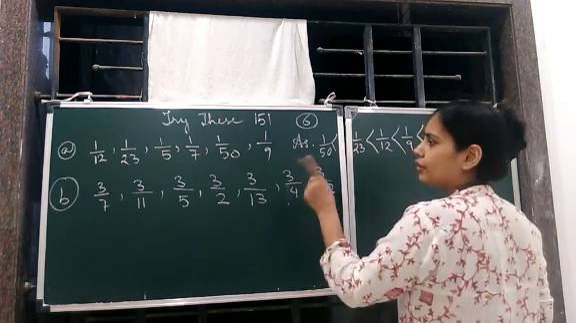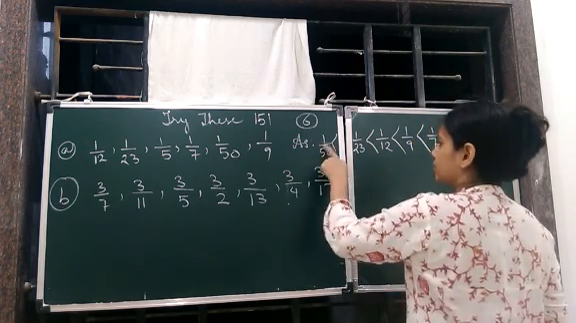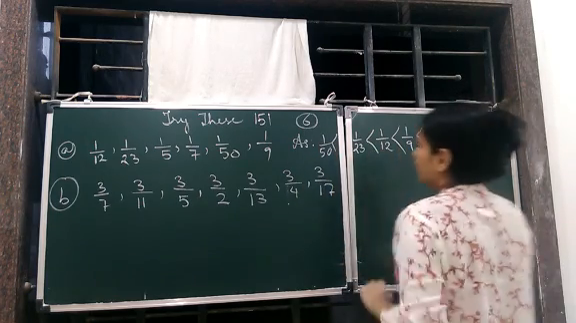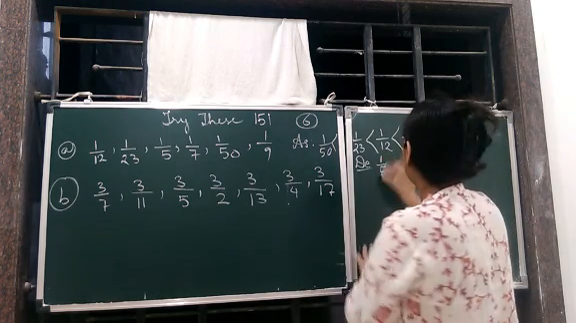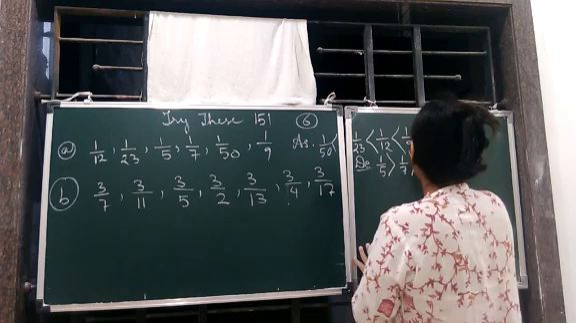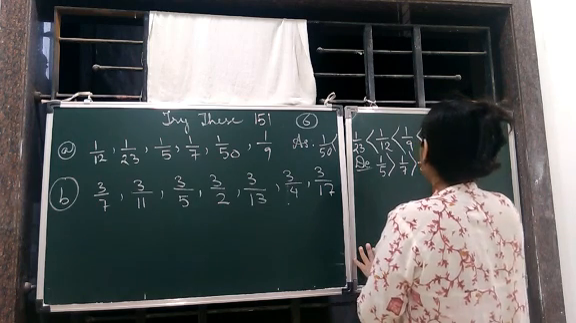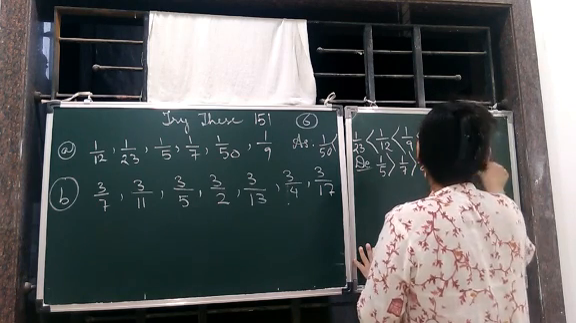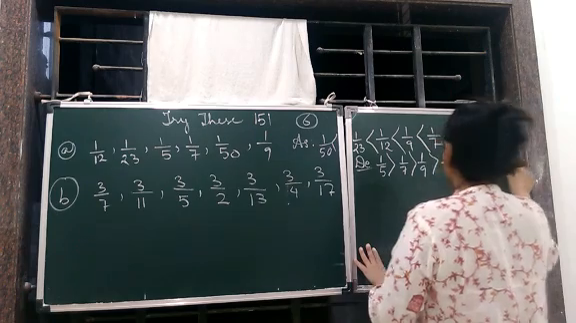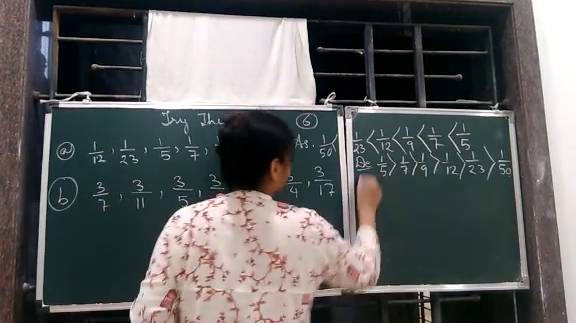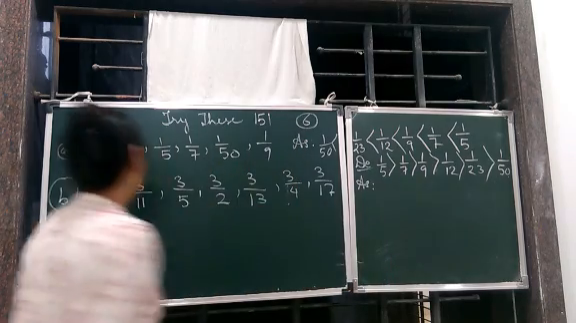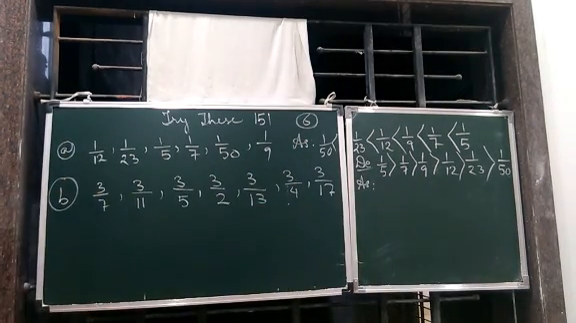Let me count. 1, 2, 3, 4, 5, 6. Yeah. Then going to descending, just opposite. That is 1 by 5, 1 by 7, 1 by 9, 1 by 12, 1 by 23, 1 by 50. Done. Okay. Then we go to the second one.